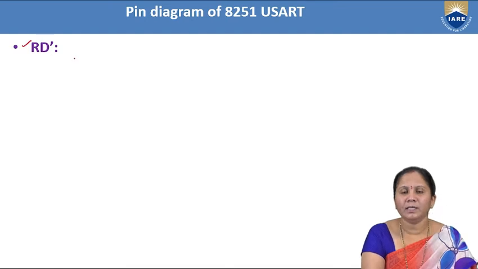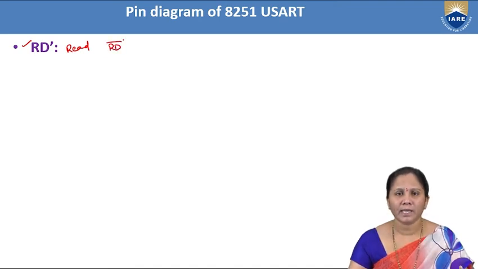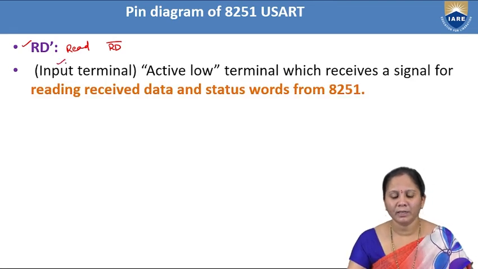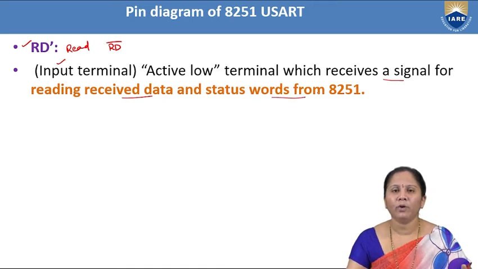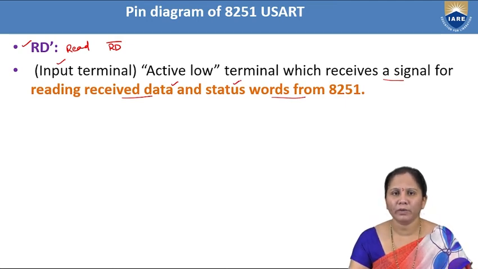And next signal is RD bar. Here it is the read signal. This can also be represented as RD bar. It is an active low signal. This signal will be considered as an input terminal. Using this signal only, it receives a signal for reading received data and status words from 8251. That means 8086 microprocessor will read the information from 8251. Reading the information is receiving the information like data and status words from 8251 USART.